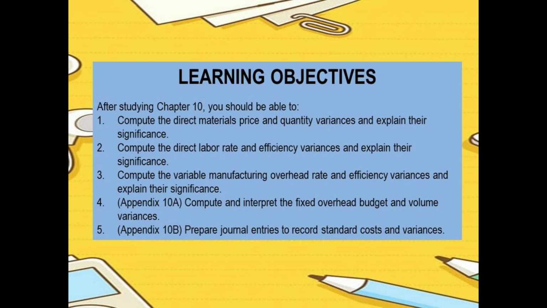The learning objectives. After studying chapter 10, you should be able to compute the direct materials price and quantity variances and explain their significance, compute the direct labor rate and efficiency variances and explain their significance. Third, compute the variable manufacturing overhead rate and efficiency variances and explain their significance. Fourth, in Appendix 10A, you're going to compute and interpret the fixed overhead budget and volume variances. And lastly, in Appendix 10B, you're going to prepare journal entries to record standard costs and variances.